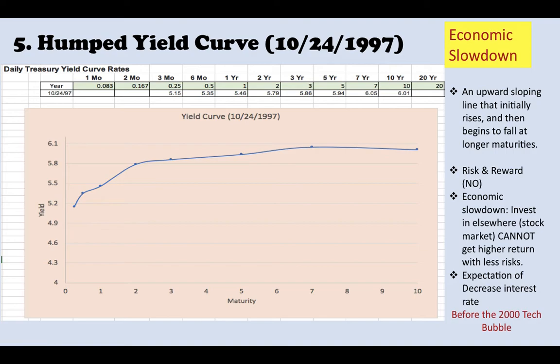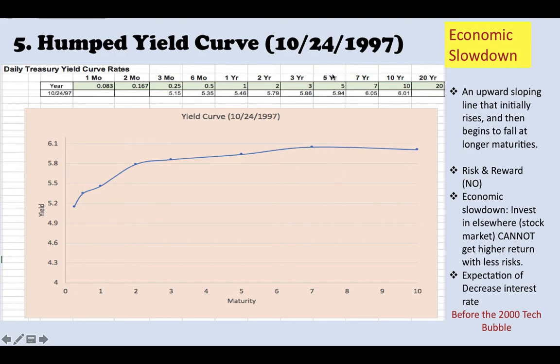So now we can look at the humped yield curve. This is in October 1997. So economic slowdown, right? You can see the reason it is humped is, as we said, the upward sloping line that initially rises then begins to fall at a longer maturity.